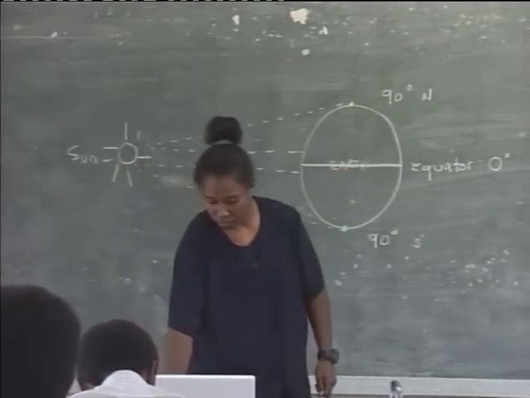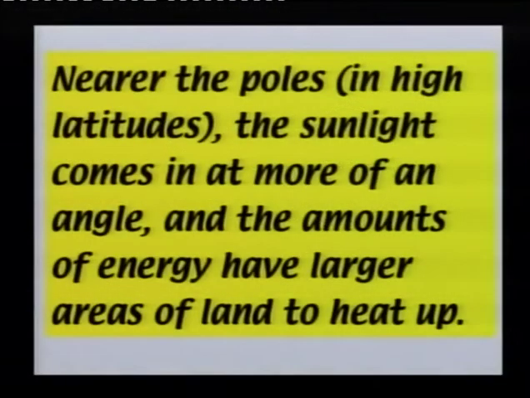Okay, we move on. Nearer the poles this time, the high latitude areas. Nearer the poles, the north and the south poles, the sunlight comes in at more of an angle, and the amounts of energy have larger areas of land to heat up.